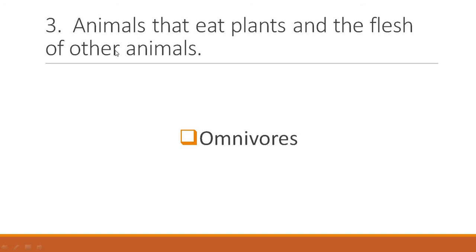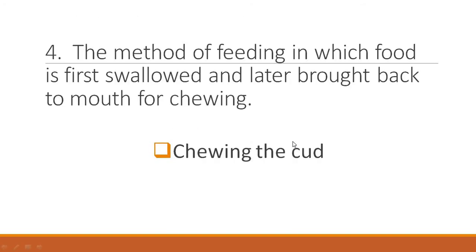So here the question is animals that eat plants and the flesh of other animals. Here you saw the example, right? Bear. I told you while I was discussing the previous one that bear is one of such animals. So the category of those animals who eat plants and flesh both is called omnivores, correct? So repeat after me. Omnivores. Repeat a second time. Omnivores. Okay, let's move further.